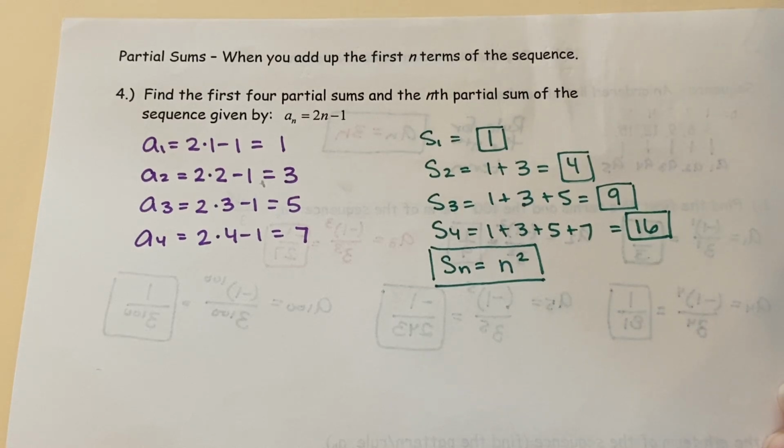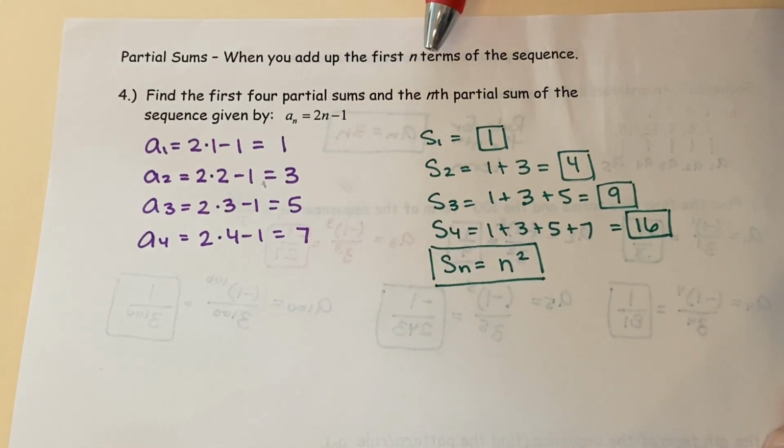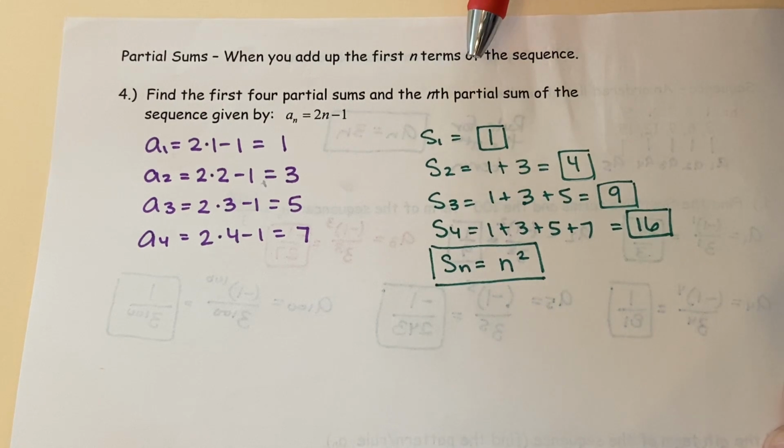When it asks us to find a partial sum, that means when you add up the first n terms. Maybe you're going to add up the first 5 numbers in the list, or the first 6 numbers, or maybe the first 10 numbers, whatever it might be. If I look at number 4 here, we want to find the first 4 partial sums and the nth partial sum, so a rule for our sums.